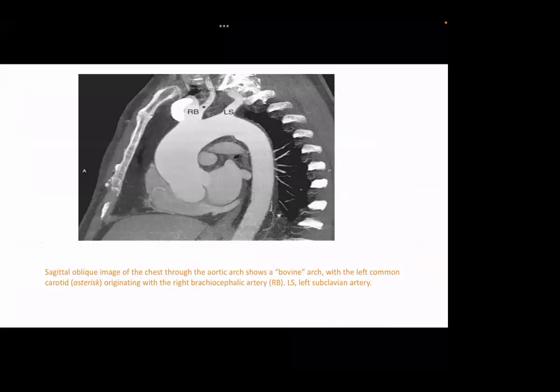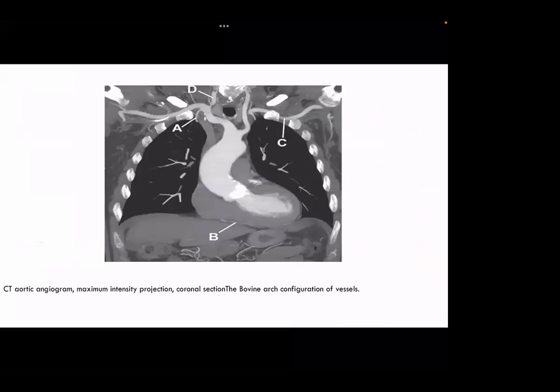So this is a sagittal oblique image of the chest through the aortic arch showing the bovine arch. As you can see here, the common origin of the right brachiocephalic trunk and the left common carotid, and this is the left subclavian artery. This is also a CT aortic angiogram showing the bovine arch configuration. As you can see, a common origin of the right brachiocephalic and the left common carotid artery.